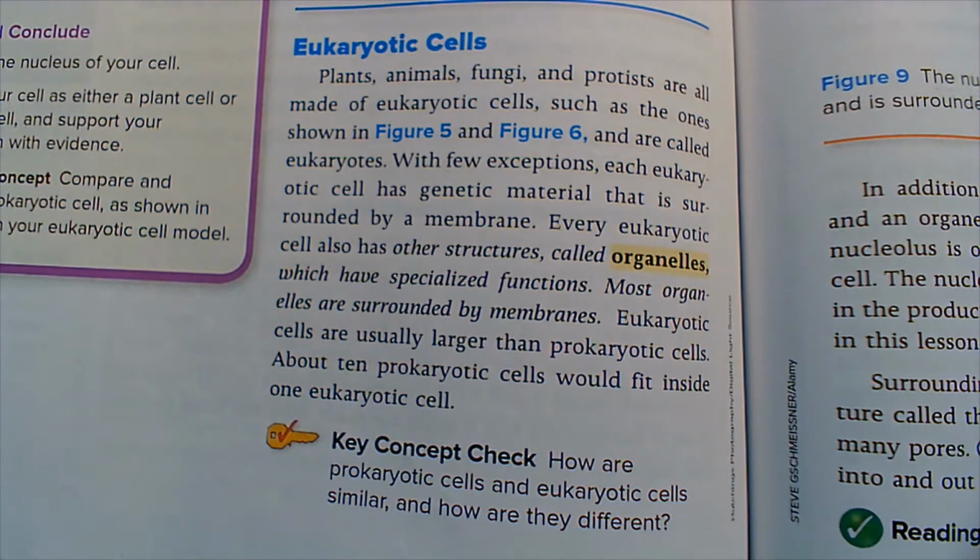So our key concepts check says, how are prokaryotic cells and eukaryotic cells similar, and how are they different? Well, both cell types have genetic material. In prokaryotic cells, the genetic material floats freely in the cytoplasm, and in eukaryotic cells, the genetic material is inside the nucleus. Eukaryotic cells are usually larger and have more parts or organelles than prokaryotic cells. And prokaryotic cells do not have membrane-bound organelles like eukaryotic cells do.